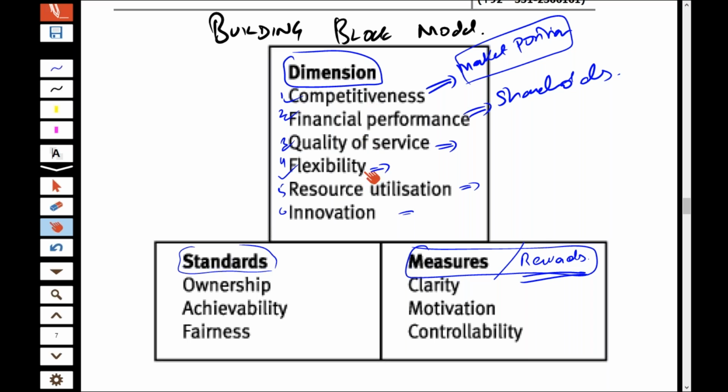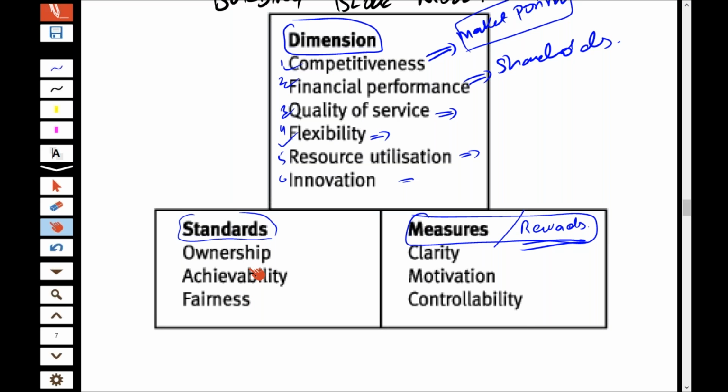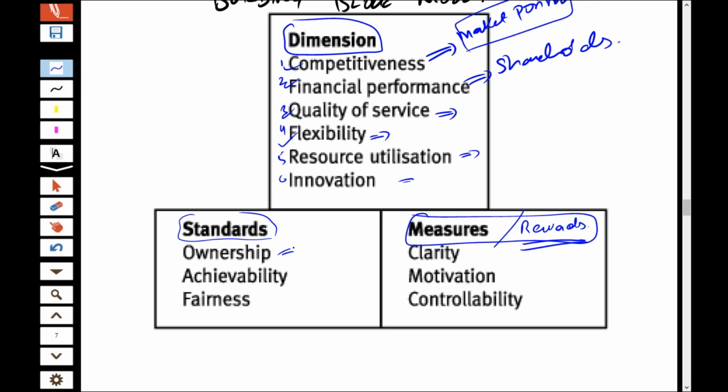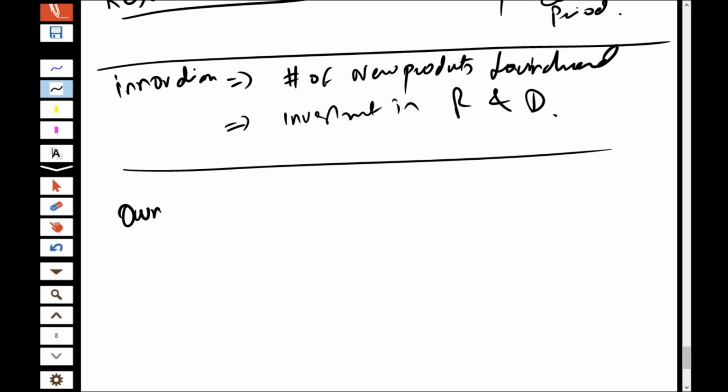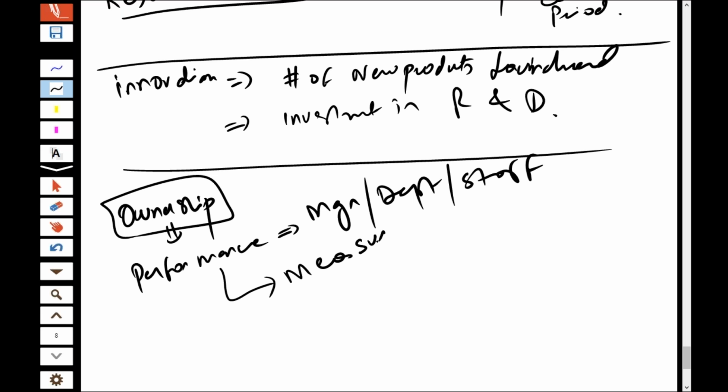And when you have to measure the performance of the entity using these six dimensions, then you have to make sure that you follow these standards. What are the standards that you would be following? It says the standard of ownership, the standard of achievability, and the standard of fairness, which is also termed as equity. Now, what exactly do you mean by the standard of ownership, which simply means that if you are measuring the performance of any person, any manager, any department, any staff, whatsoever, then obviously you would be introducing a performance measure.